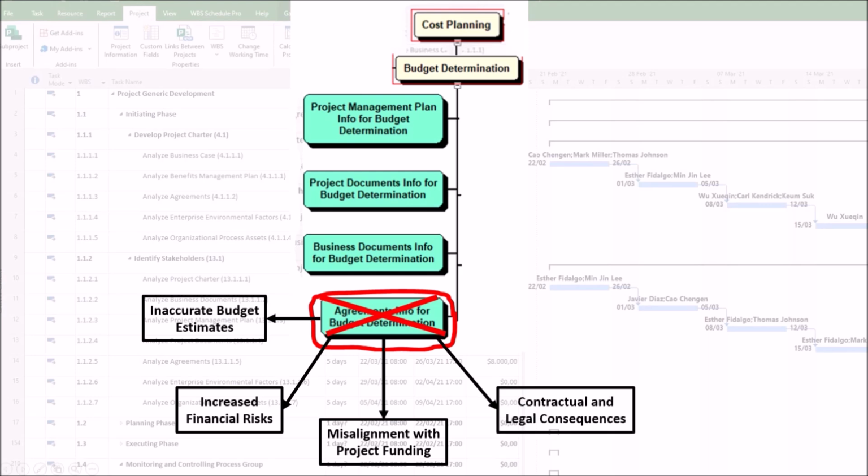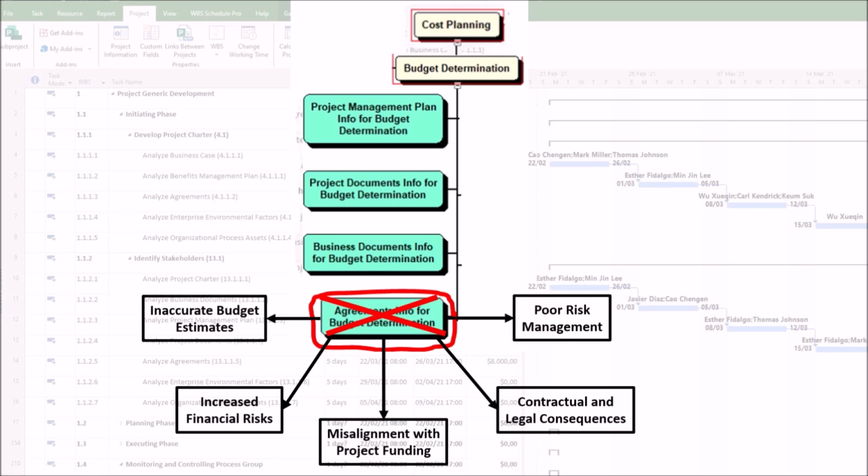4. Contractual and legal consequences. First, breach of contract. If the budget doesn't align with payment schedules or deliverables defined in agreements, the project could face legal disputes or penalties. Second, stakeholder conflicts. Clients, vendors, or sponsors may dispute charges if the budget doesn't reflect agreed upon terms, damaging trust.